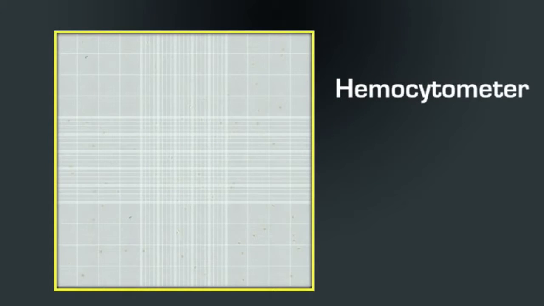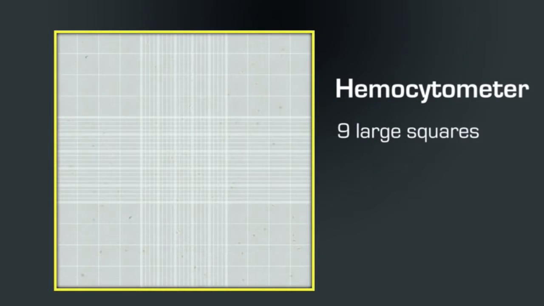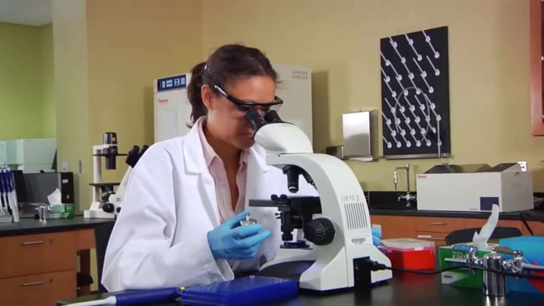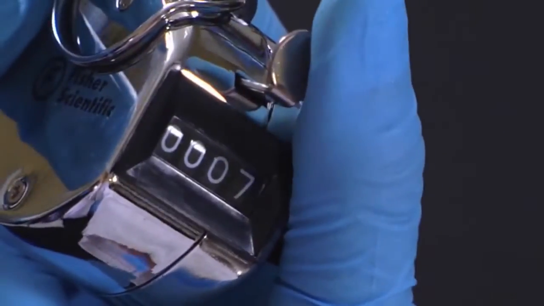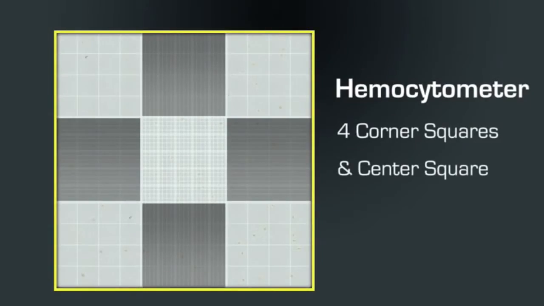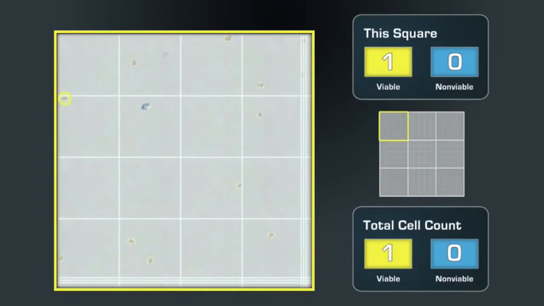Each chamber is divided into a grid pattern consisting of 9 large squares. Each square has the same dimensions and contains 10 to the -4th power milliliters of suspension. The rules for counting cells sometimes differ from lab to lab. In our lab, we count cells in the 4 large corner squares and the center square. Let's count the cells in the first square. 1, 2, 3, 4, 5, 6, 7, 8.